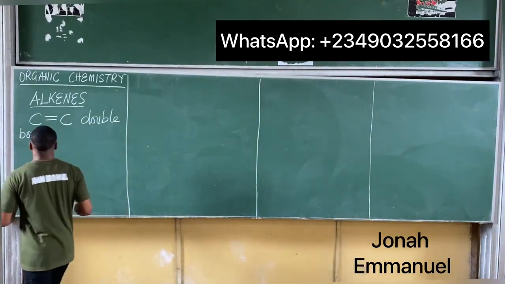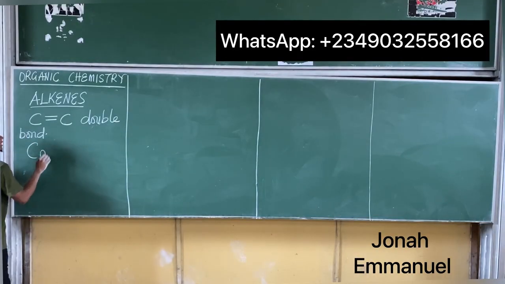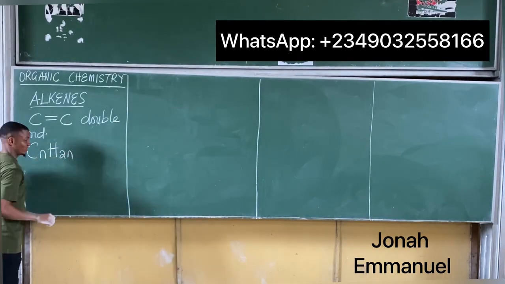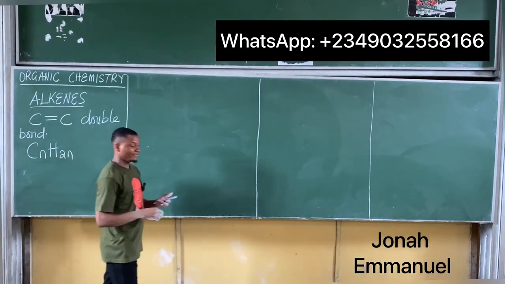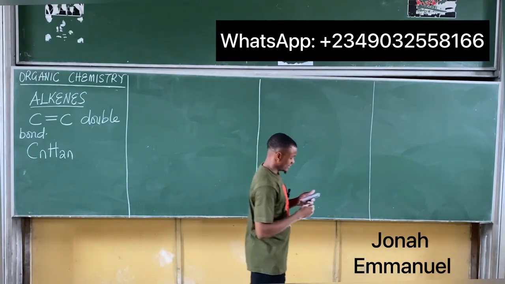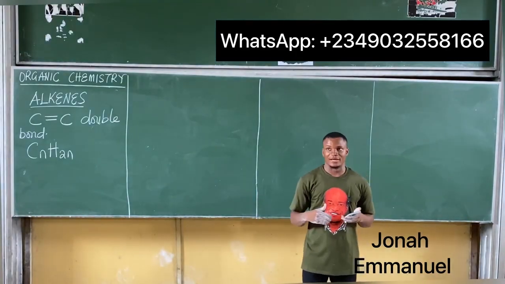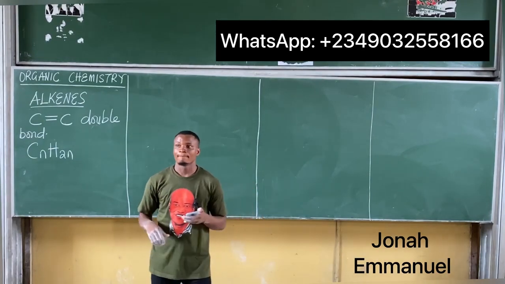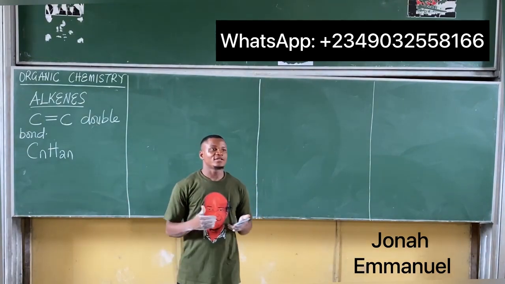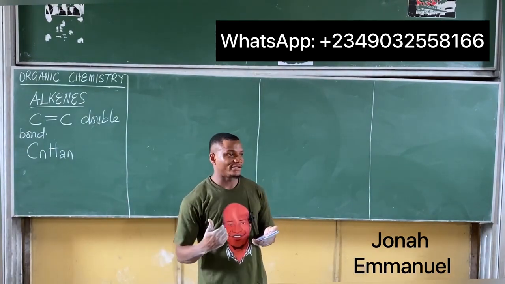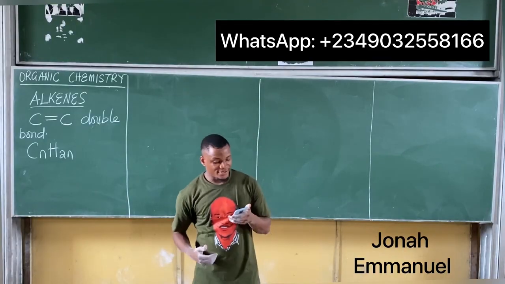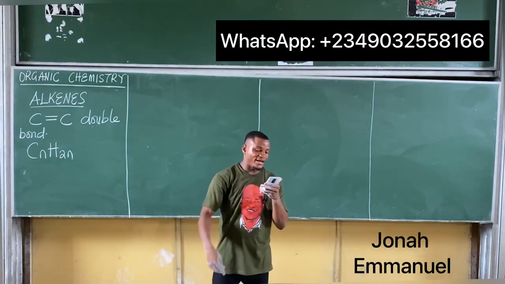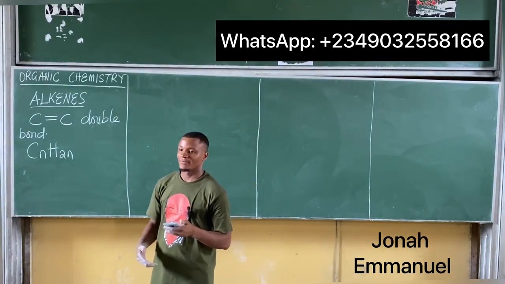Alkenes have the general formula CnH2n. Full stop. This one, please, is it saturated or unsaturated? Take down, please: these are unsaturated hydrocarbons.